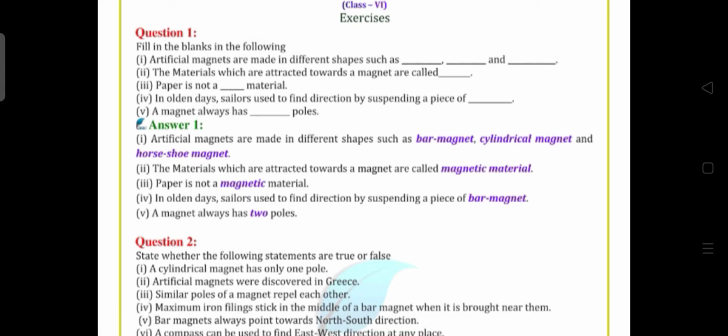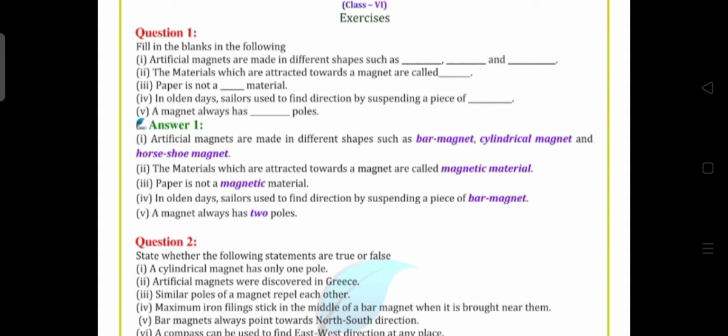Hello children. Now let us discuss the exercises of the chapter Fun with Magnets. In the last class we completed the chapter Fun with Magnets and studied the various topics. Let us discuss the exercise and find out whether we have understood or not. So first of all we can go to question number 1. Fill in the blanks in the following.